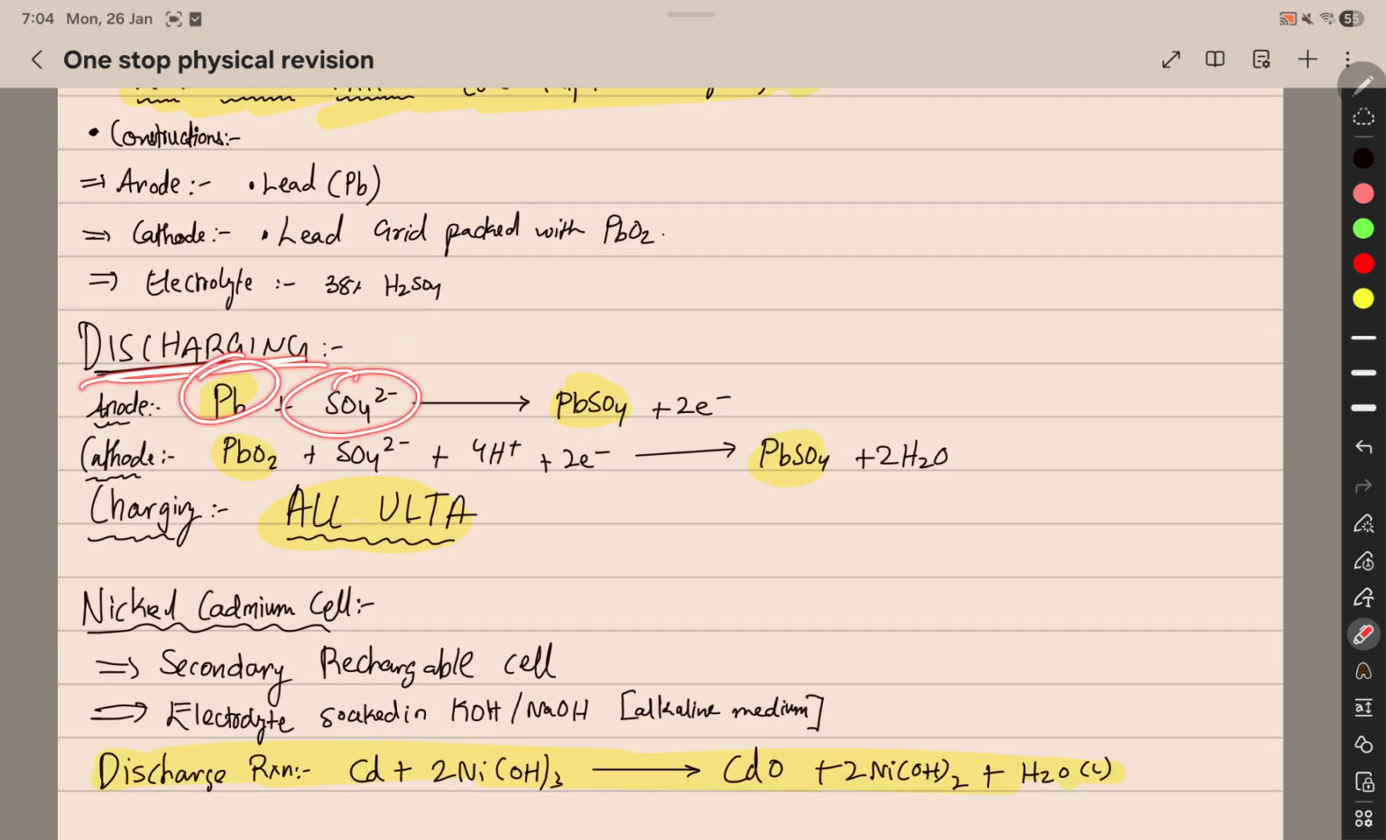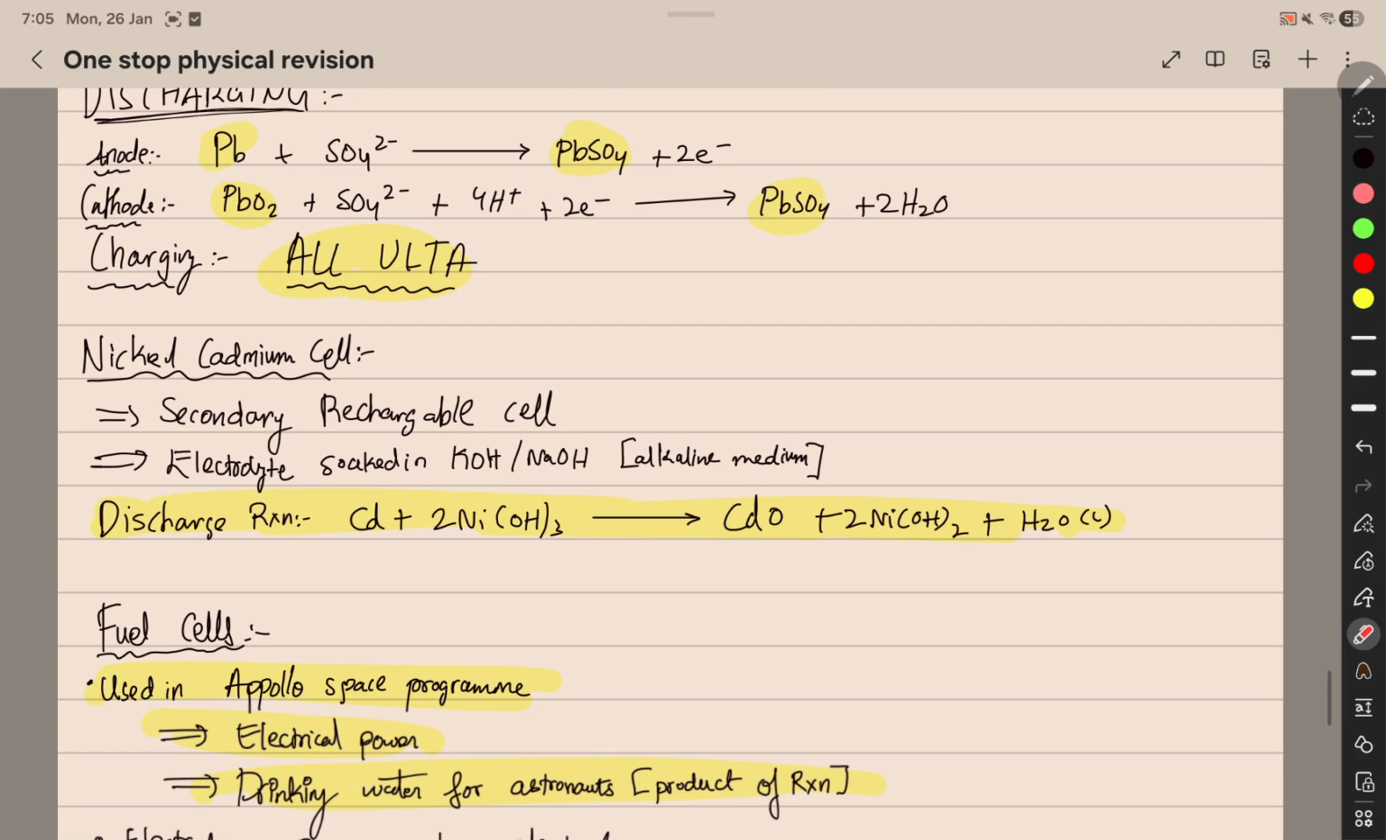Discharging is Pb plus SO4 2 minus gives PbSO4 plus 2 electrons. PbO2 plus SO4 2 minus gives PbSO4. So PbO2 becomes PbSO4 and Pb becomes PbSO4. The product is the same, but the change in oxidation state, the number of electrons, is different. You have to mark that up because they've asked it. So discharging, it becomes PbSO4. Charging is just the opposite of both of these reactions. I think that's pretty self-explanatory.